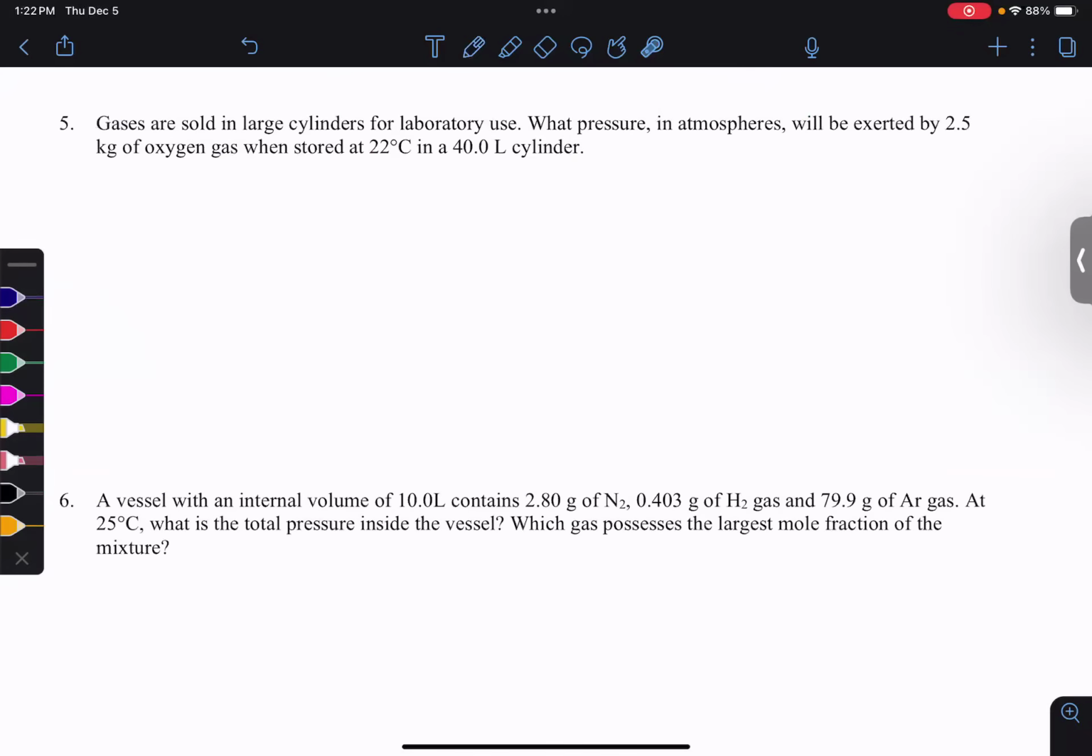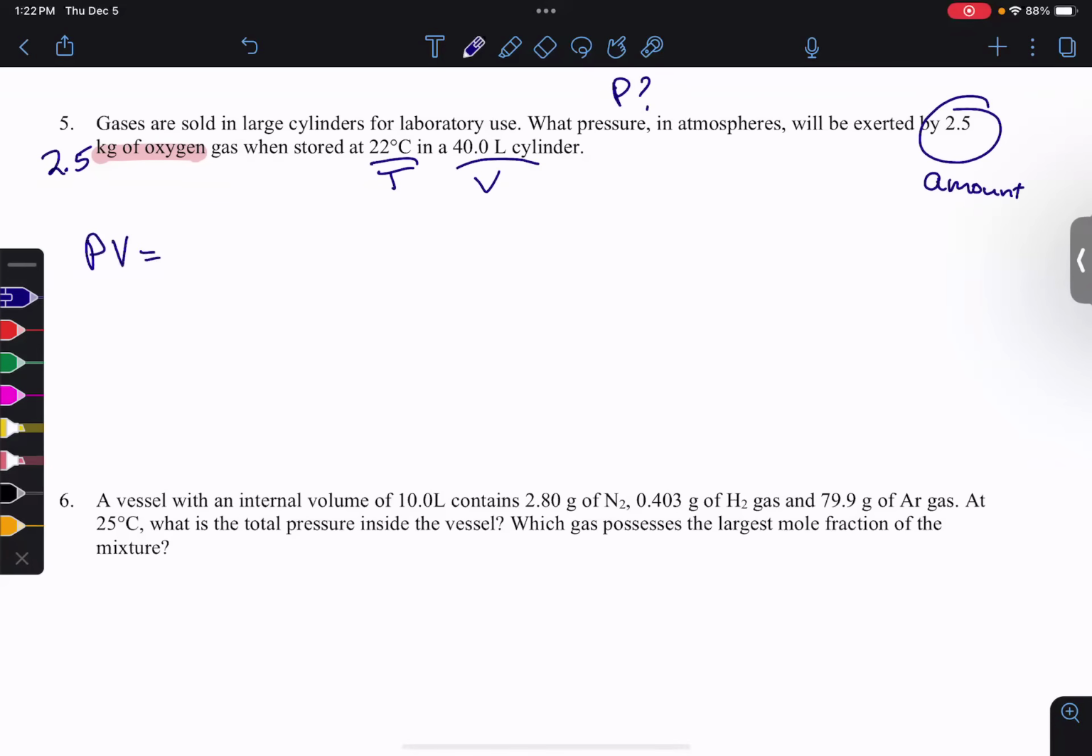Number 5. Here, gases are sold in large cylinders. What pressure in atmospheres is exerted by 2 kilograms of oxygen stored at this temperature and this volume? So I'm asking, what is pressure? Since I'm giving you an amount of gas, we don't want to use the combined gas law. We actually want to use the ideal gas law, PV equals nRT, because we want to solve for pressure. That's what the question's asking for. I give you volume, I give you temperature, R is a constant.